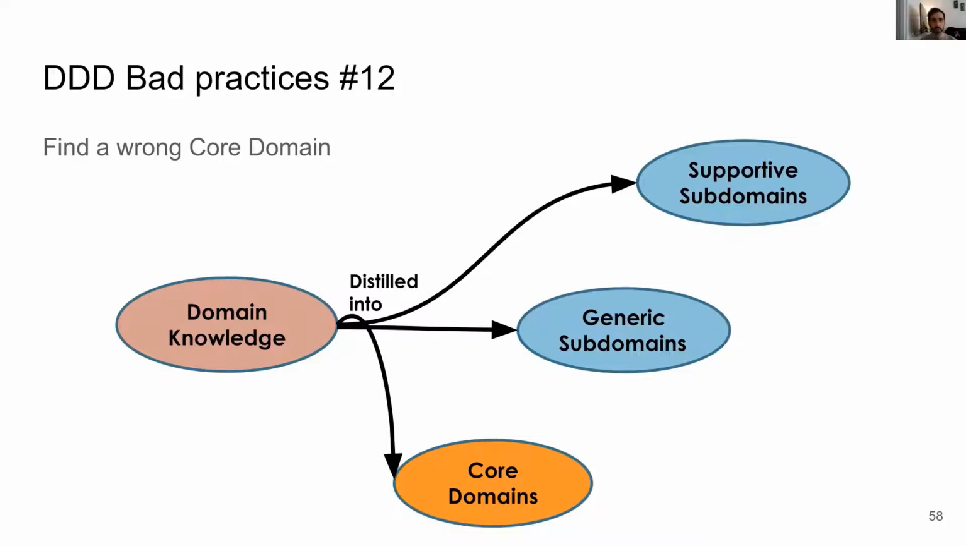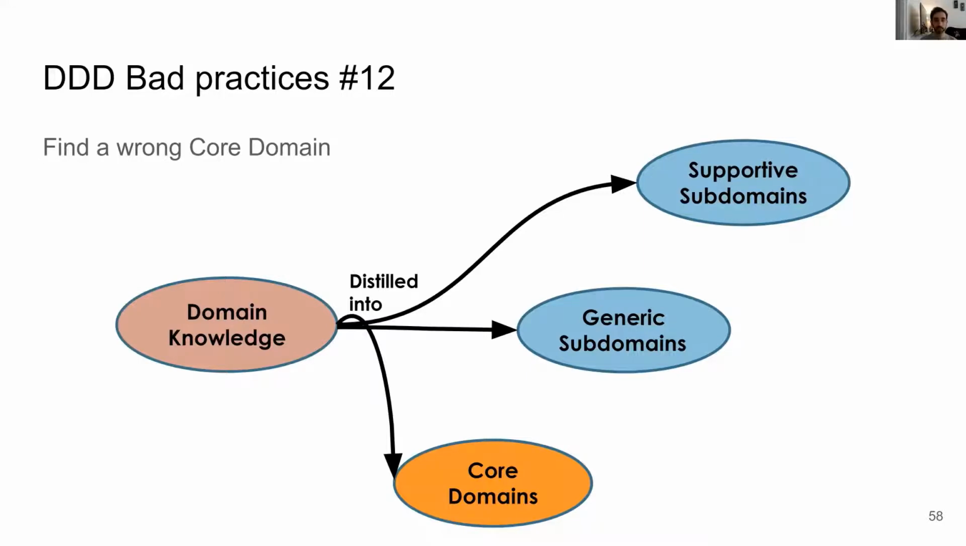The 12th bad practice, finding a wrong core domain. In the domain knowledge in DDD, we break down the domain into three kinds of subdomains. We have the core subdomain, where we have the part of our system that is the base need of our business experts. It means that if this part of the system breaks down or crashes, the business will lose a lot of money.